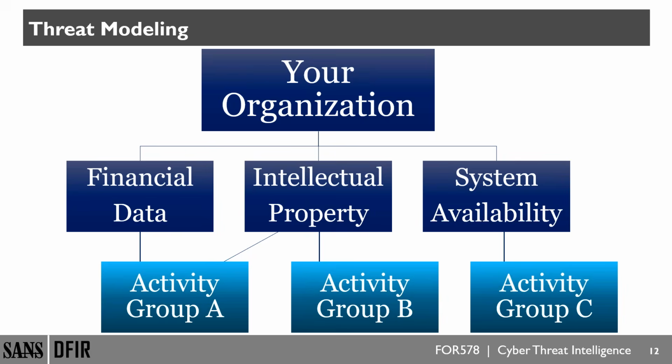So start out again by knowing your own organization. What do you have that the adversaries might want? So notionally, maybe we have financial data, we have some intellectual property, and we care about our system availability, our uptime. That's what we have. Then you can start to look and gather information about activity groups or threat groups or different campaigns. What have they done in the past, or what are they likely to care about out of what you have at your organization? So maybe activity group A, we've seen them go after financial data and intellectual property in the past. So we start to make that mapping, that modeling. Activity group B has gone after intellectual property, and activity group C has gone after system availability.